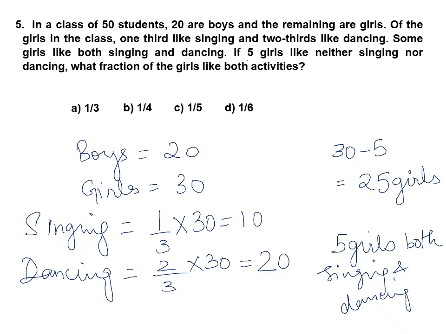25 girls में से 5 girls ही हैं जो singing और dancing को like करती हैं, that means 5 out of 30 girls, that is the fraction will be 1/6.